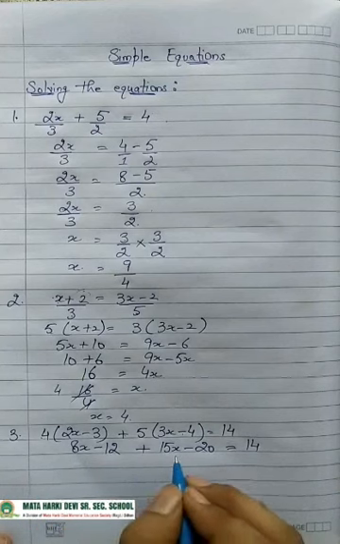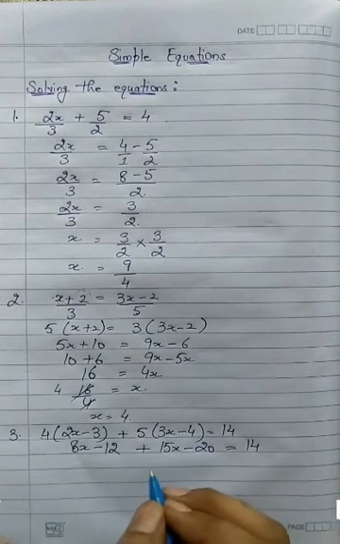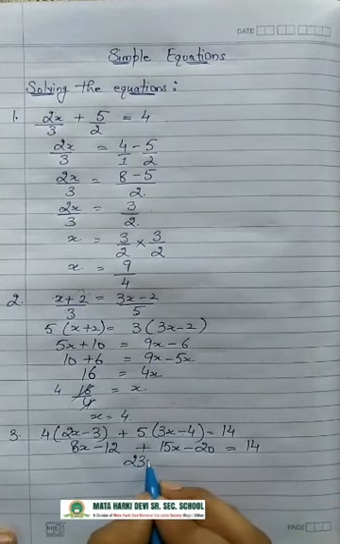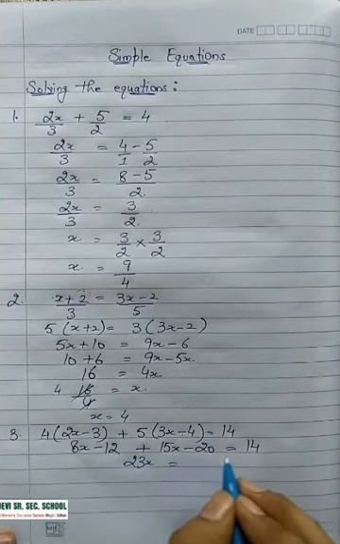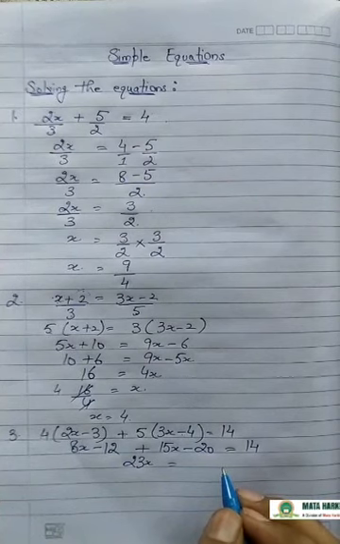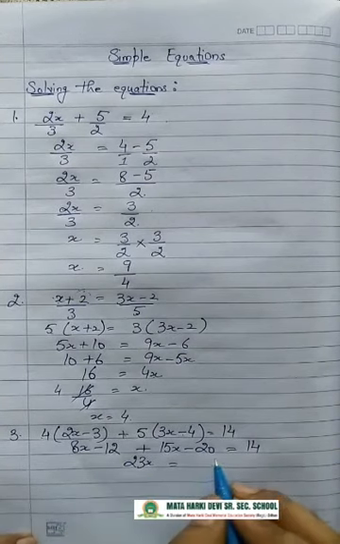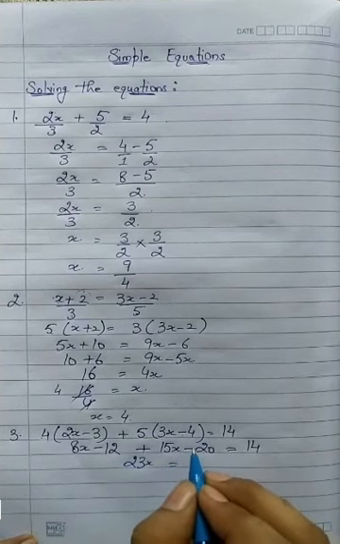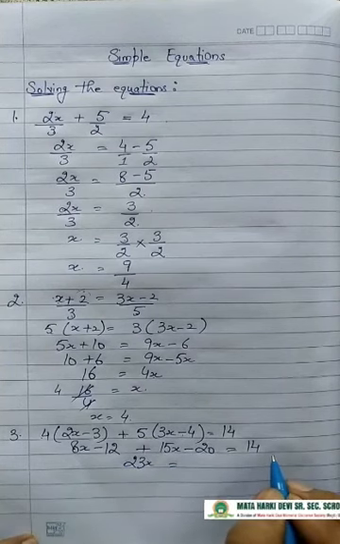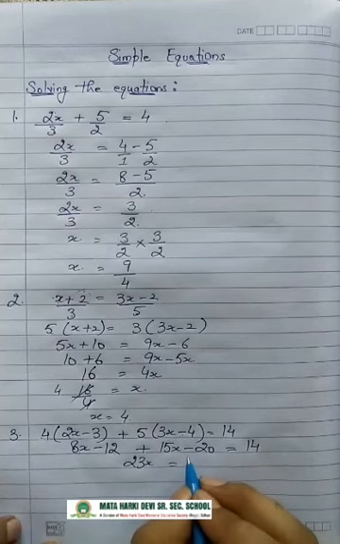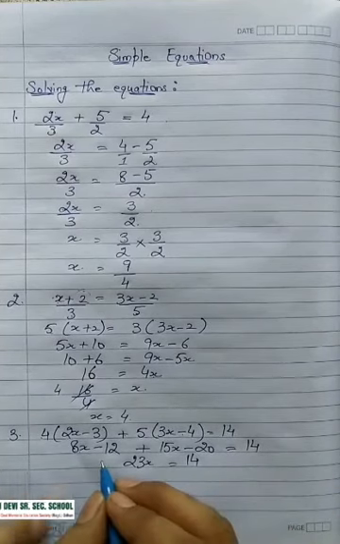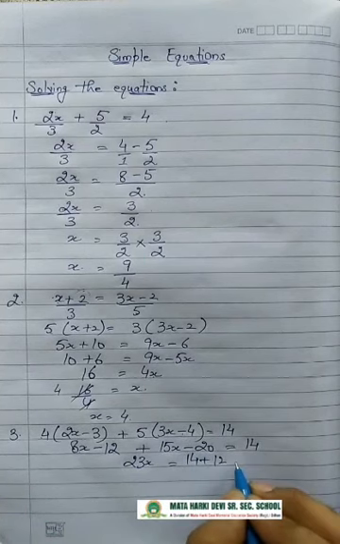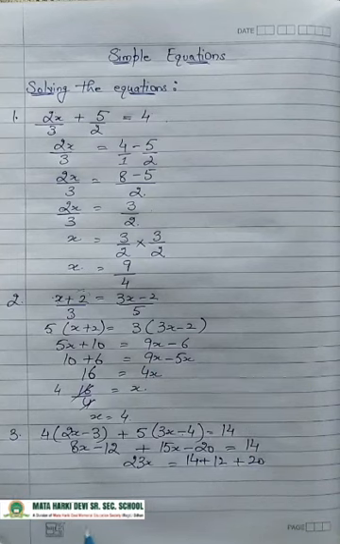So combine the x terms and the other numbers on opposite sides. 8x plus 15x, that is 23x. Take these numbers to the right hand side. 12 is negative on the left side and 20 is also a negative number, so these both will go to the right side and become positive. The 14 was earlier on the right side, taking 12 to the right it becomes a positive number, 20 to the right it will also become a positive number.